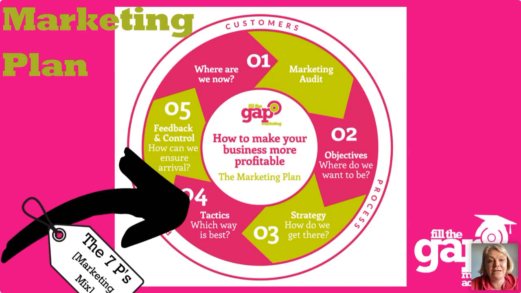It's actually your marketing tactics, your marketing mix, which is what the 7 Ps are. And you shouldn't really be using your marketing tactics until you have done your marketing audit, till you know what your marketing objectives are, until you have worked out your marketing strategy. A marketing strategy is all about segmenting your market, targeting your market, and working out positioning within the market.